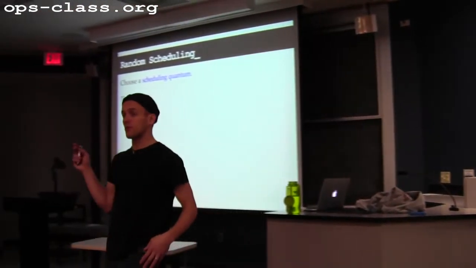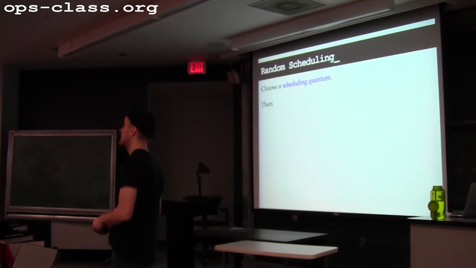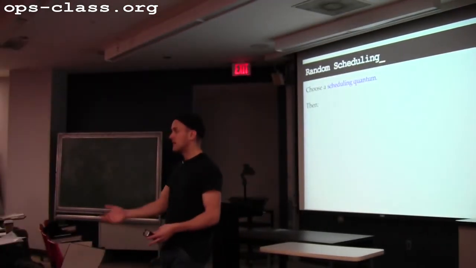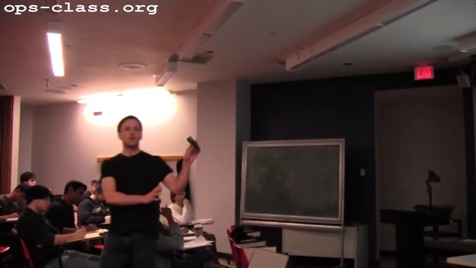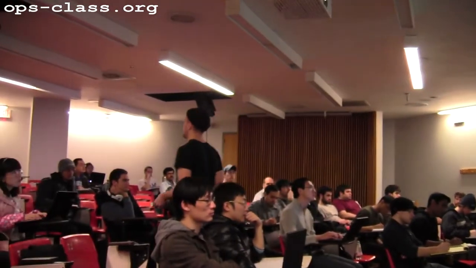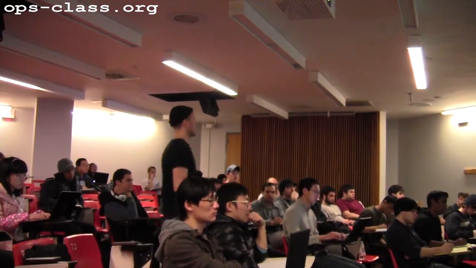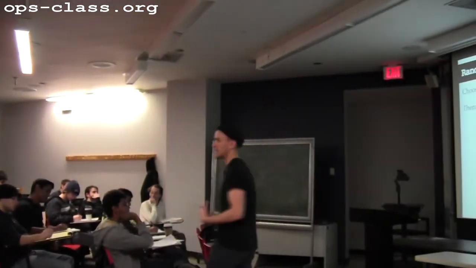First thing I have to do for both random and most simple types of scheduling is choose a scheduling quantum. The scheduling quantum is the longest that I'm going to let any thread run. And remember, I have no other information about the threads here, and so I choose one quantum for everybody. That's just it. If you hit the end of your quantum, I'm going to stop you, and I'm going to run somebody else.